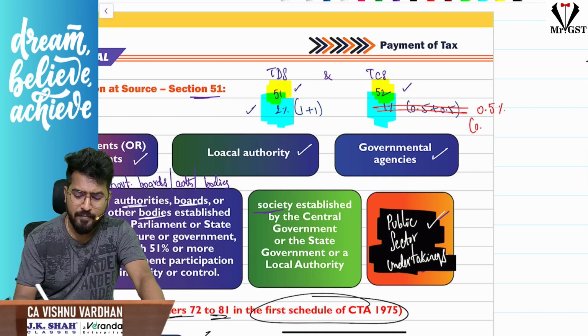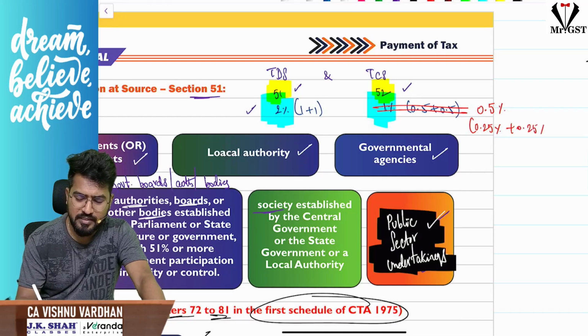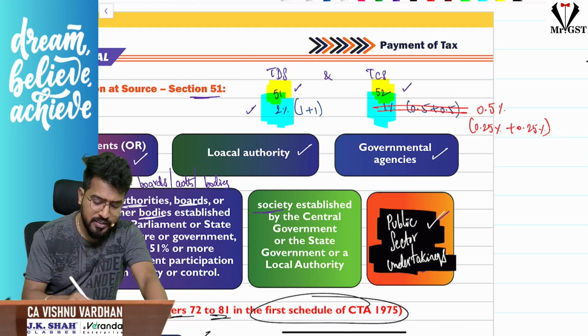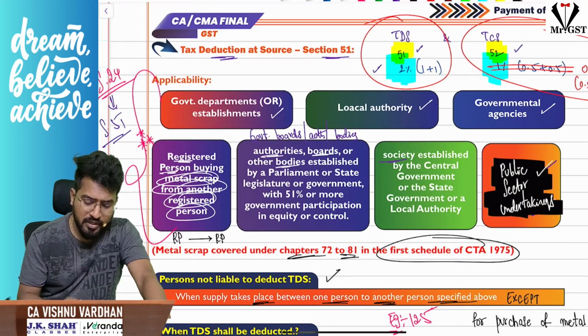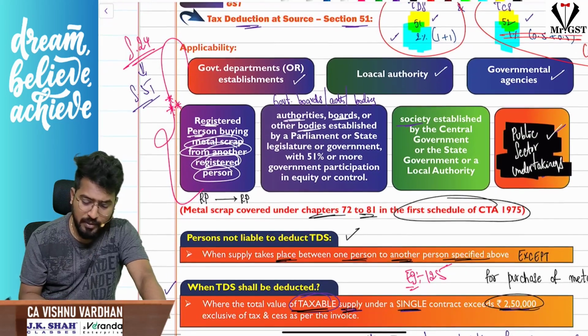So it is 0.25% plus 0.25% TCS rate. I repeat, TDS rate is 2%, TCS rate is 0.5%. Okay, please be careful with that. Now we are discussing TDS concept. Let us complete this TDS concept.